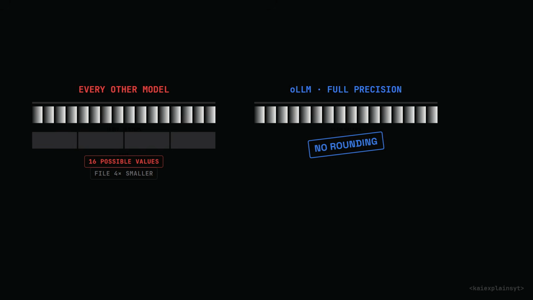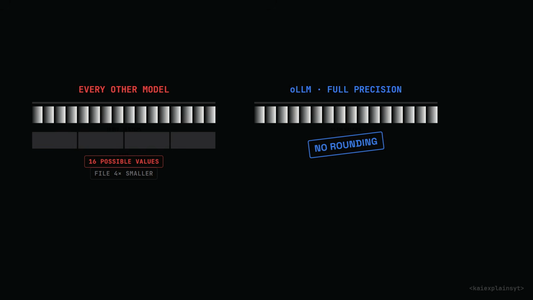One question left, and it decides whether any of this was worth doing. Is the 16-bit copy still the model that ran the benchmark? Almost every local model you have ever run was quantized. 4-bit takes a weight stored at 16 bits and rounds it down to 4. 16 possible values instead of 65,000. You give up some accuracy and the file gets 4 times smaller.